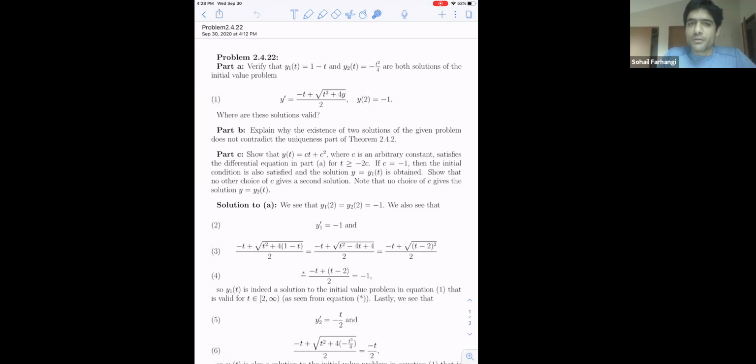So part A is that we want to verify that 1 minus t and negative t squared over 4 are both solutions to the initial value problem y prime equals negative t plus square root of t squared plus 4y, all divided by 2, with the initial condition that y of 2 is equal to negative 1. And then we also want to find out the interval on which these solutions are valid.